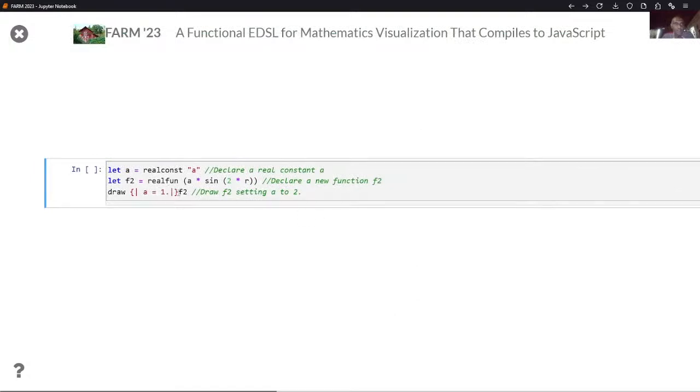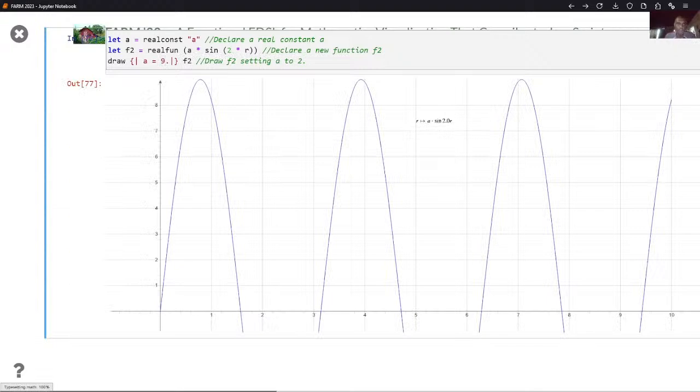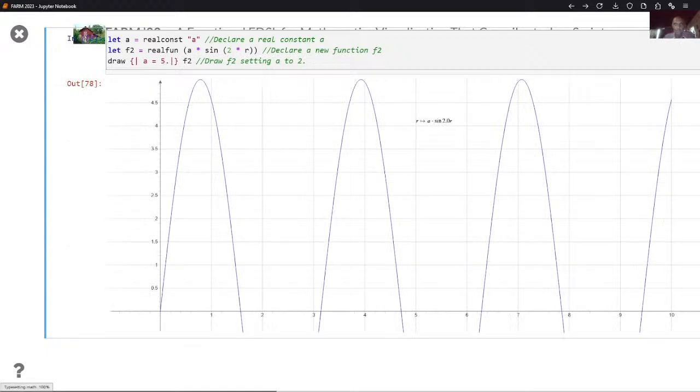Okay, and here we're defining another function, a sine function. In this case, we have a real constant called a, and we define a function in terms of that. When we're visualizing that particular function, we want to set a to 1. So here's where we set a to 1 and we visualize it. We can specify what value we want for that particular constant in our visualization, and the visualization will render according to the properties that we set.